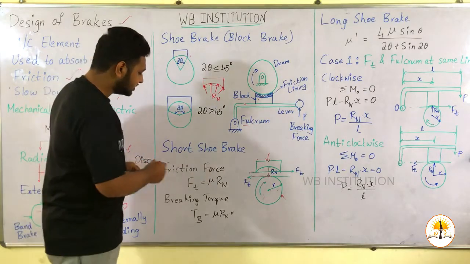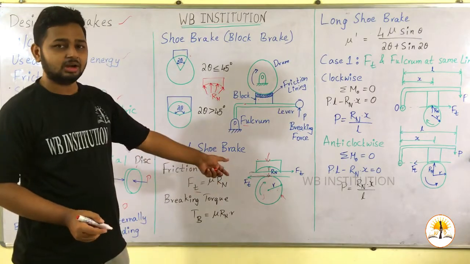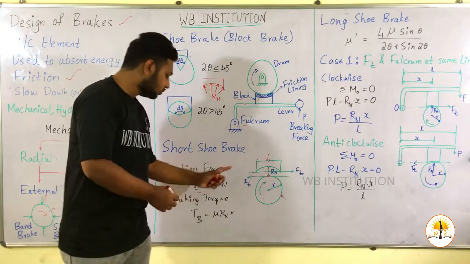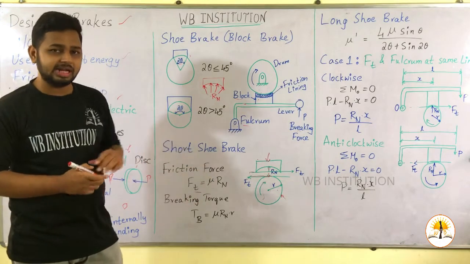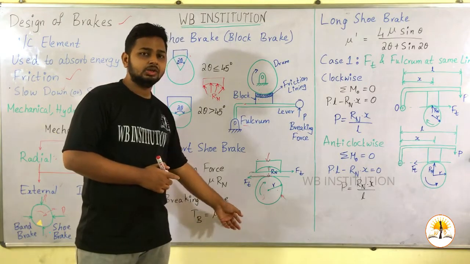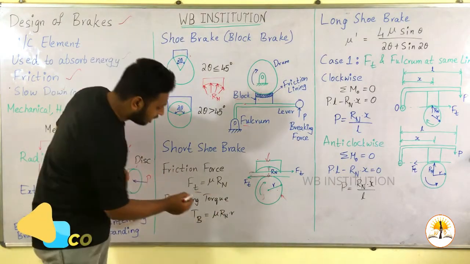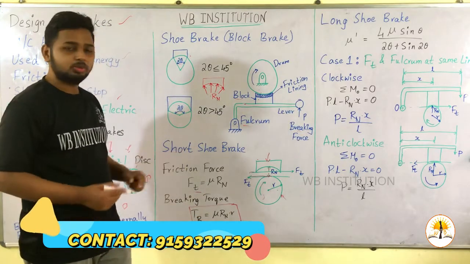So the frictional force Ft is given by mu into Rn, that is the normal force acting on the drum and also in the shoe. Now the braking torque will be calculated by frictional force into radius of the drum. So that is given by Tb equal to mu Rn into R. So this is the amount of braking torque which is acting in the short shoe brake.